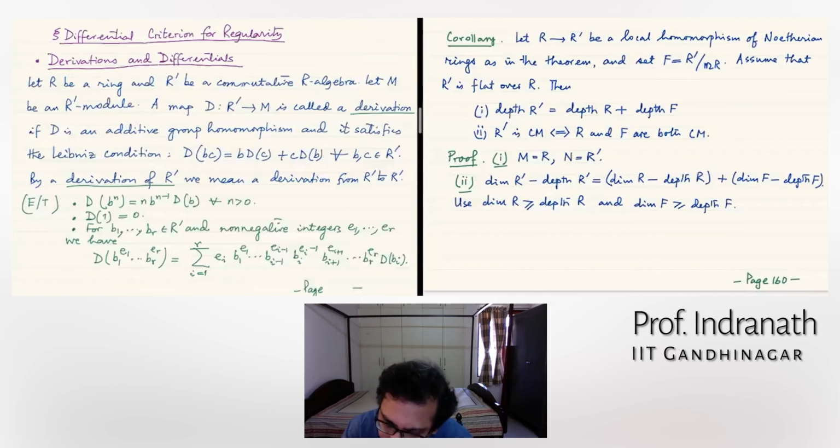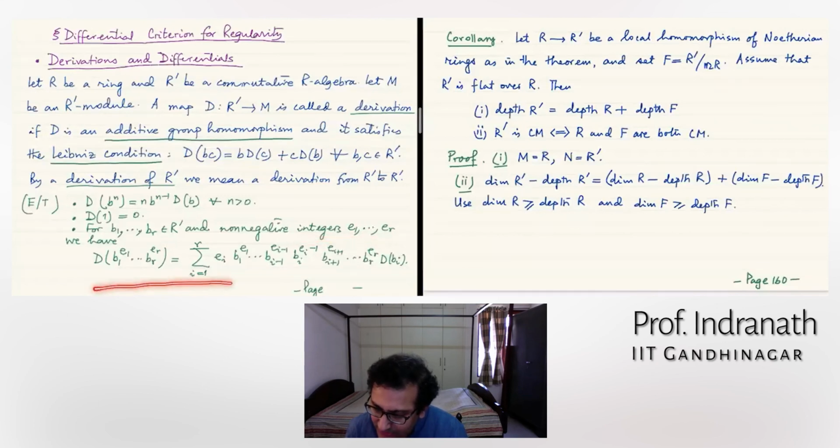Now these are some very simple facts which follow from this. Remember, D is an additive group homomorphism and satisfies the Leibniz condition. These are the two defining conditions for a derivation. Then you can prove how a derivation acts on a power, and that D of 1 is 0. These follow very easily. Take these as simple exercises and verify them. And for any elements r1 to rn in R' and non-negative integers e1 to en, you have this formula, a kind of monomial in R'. You can use a simple induction to prove this.